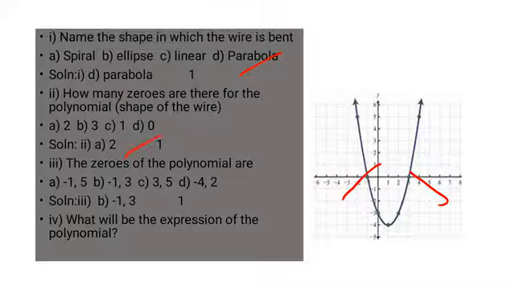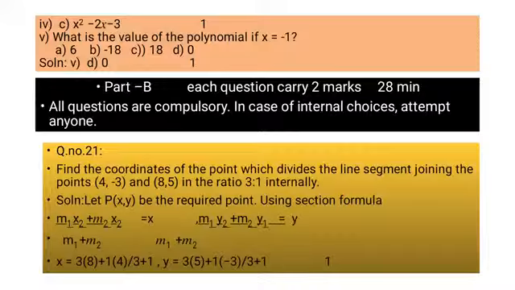The zeros of the polynomial are -1 and 3. Answer is B. What will be the expression for the polynomial? That will be x square minus 2x minus 3. You will get it by the formula x square minus (alpha plus beta) multiplied by x plus alpha into beta.